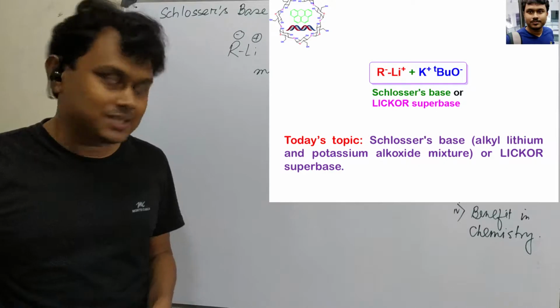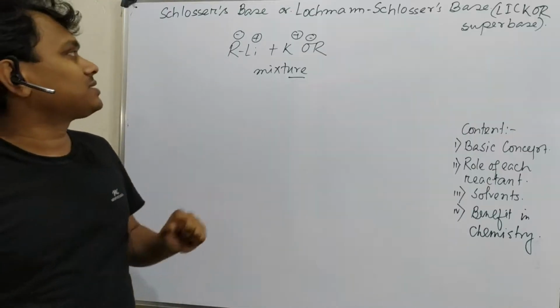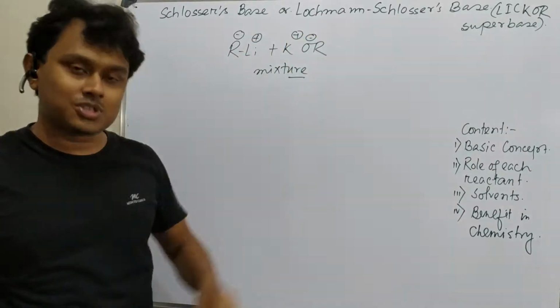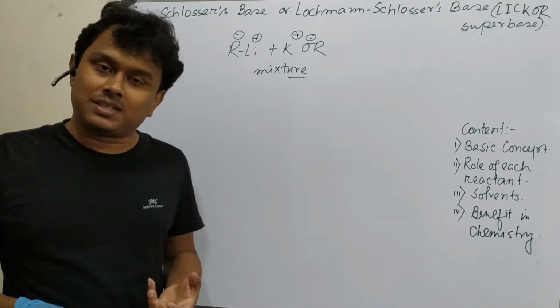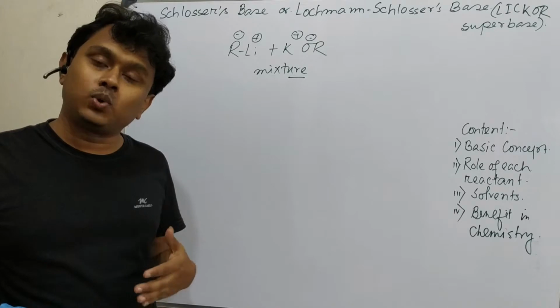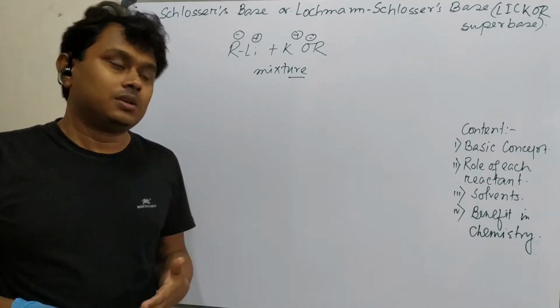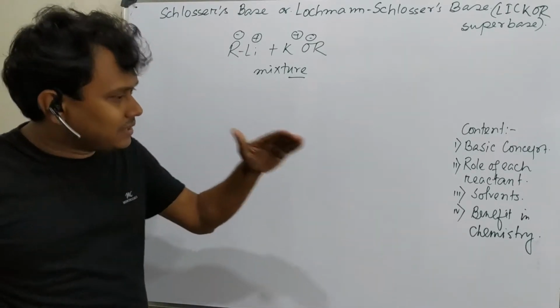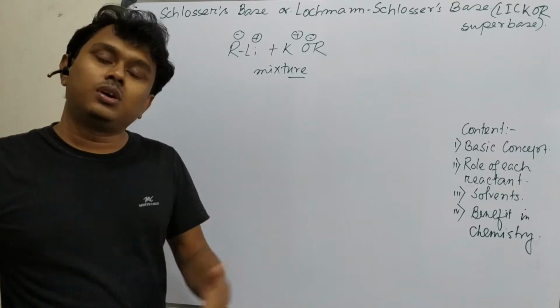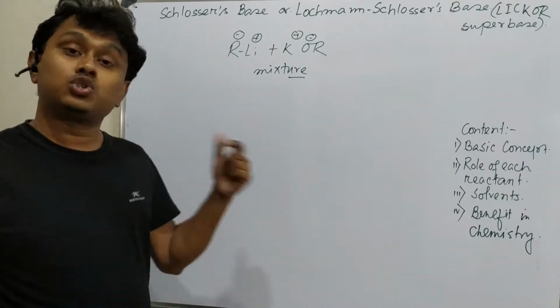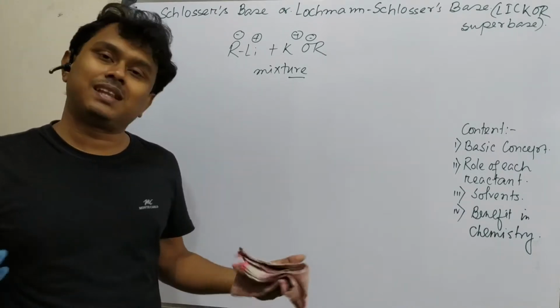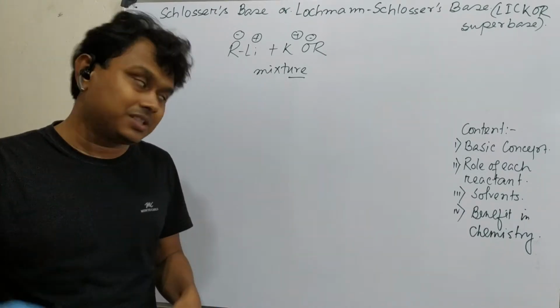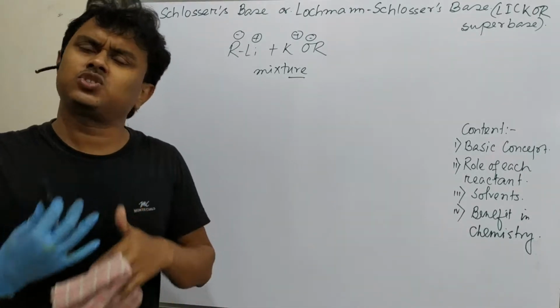So today we will discuss Schlosser base. Actually, this is a super base. Previously I have uploaded 2 videos about super acid. So in this direction, today I shall explain about super base. What is the meaning of super base? As super acids are extremely acidic, similarly, super base means extremely basic.